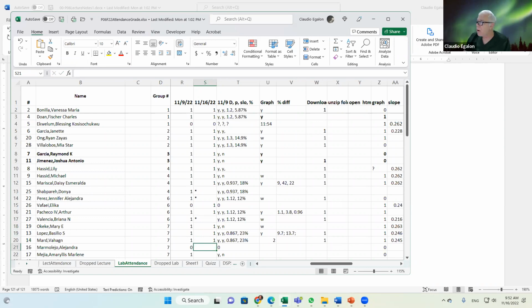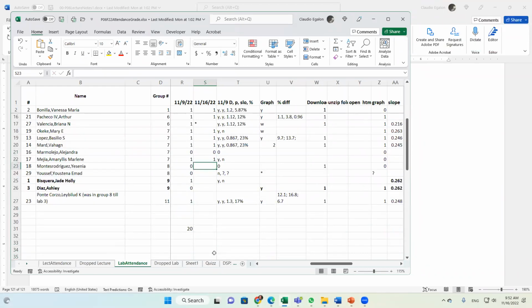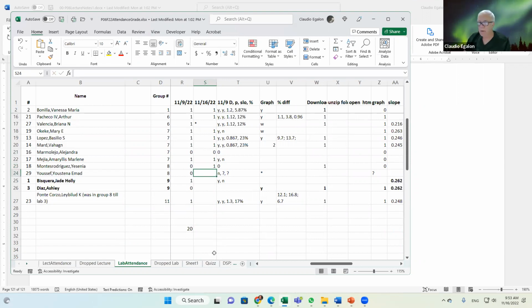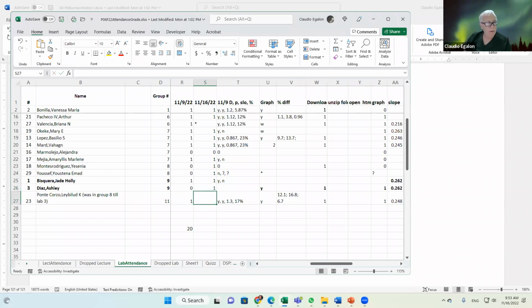Vahag. Okay, Alejandra Marmolejo. Let's see, I don't see Alejandra here. Amarilis Mejia. Here. Thank you. Next is Yesenia Montes Rodriguez. Okay, good. Justena Youssef. Let's see here. Yesenia. Okay, good. Yesenia is here. Jade Esquera. Here. Thank you. Ashley Diaz. I'm here. Okay, and Lebilud.